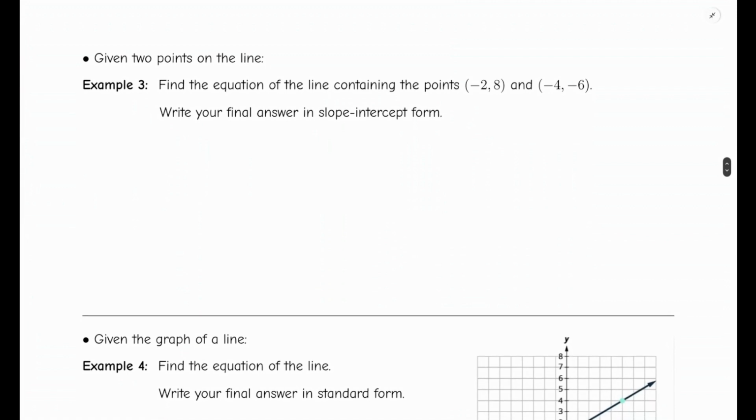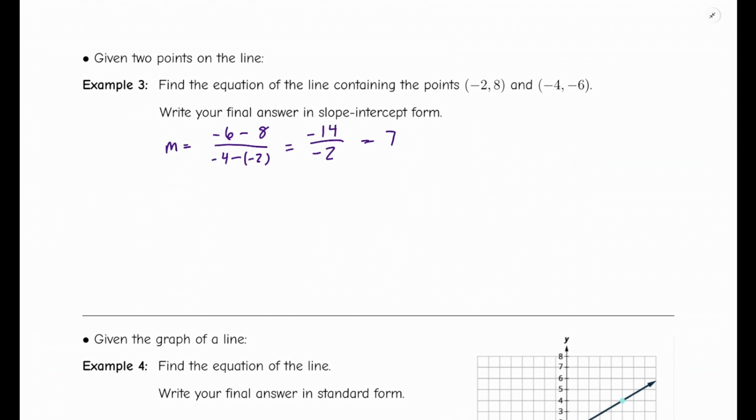Given 2 points on the line, find the equation of the line containing the points -2, 8 and -4, -6. Write your final answer in slope-intercept form. So notice neither of these points are the y-intercept. So I am going to start out with point-slope form. But in order to do that, I need to know what the slope is. We weren't given it. So our first step is to calculate the slope using the slope equation from the previous section. So we get -14 over -2, or 7.